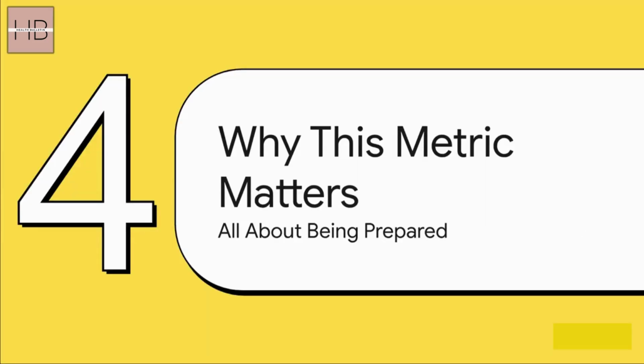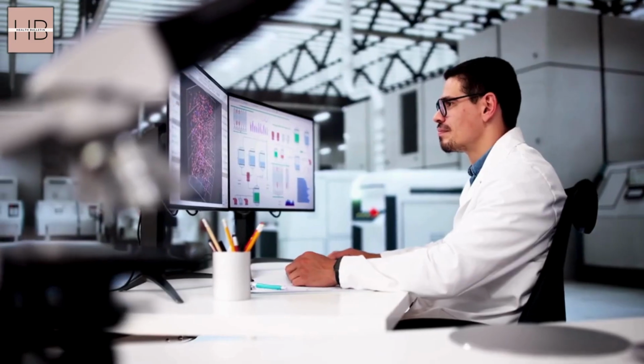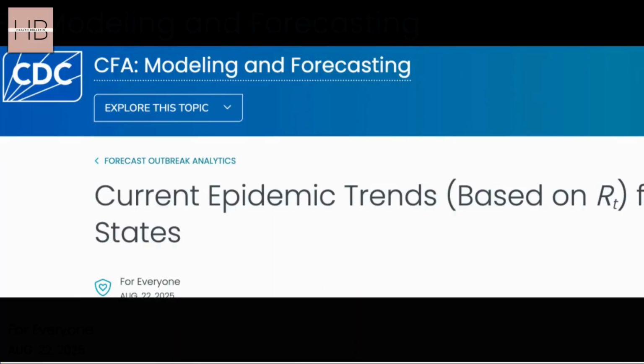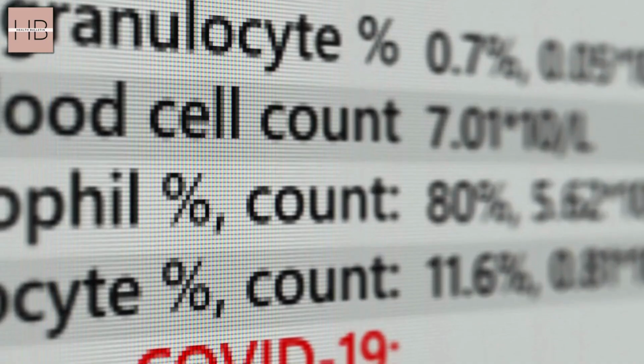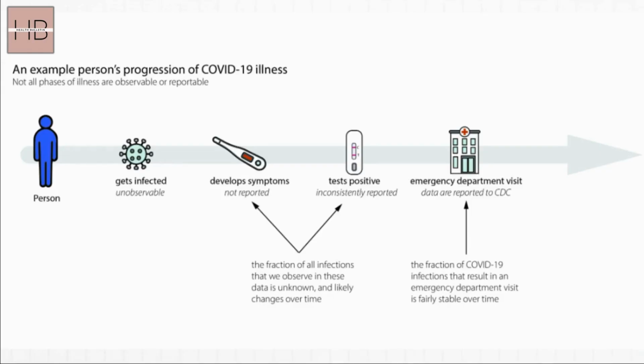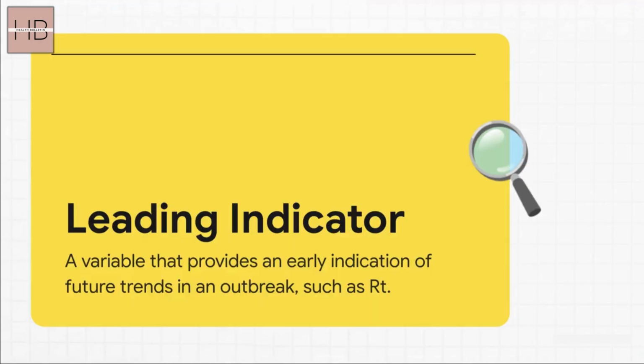Okay, so we have these numbers. Big deal, right? Why does this actually matter? Well, it's a huge deal, and it all comes down to one simple idea: being prepared. The reason RT is so incredibly important is because it's what experts call a leading indicator. Think about it. First, someone gets infected. Then, maybe days or weeks later, they might get sick enough to go to the hospital. RT tracks that very first step, the transmission, way before those other things happen.